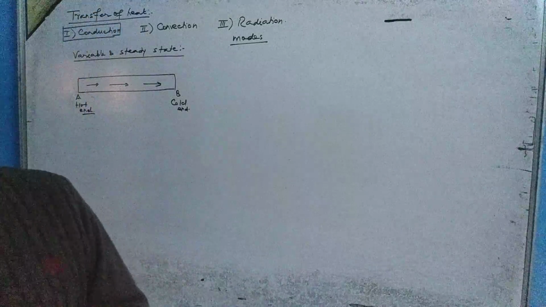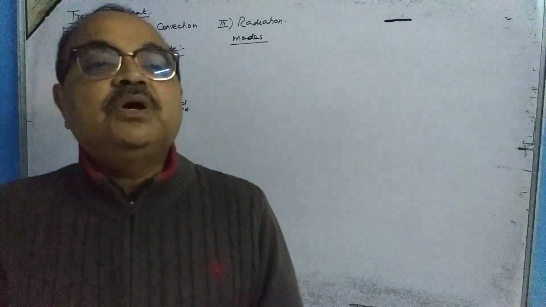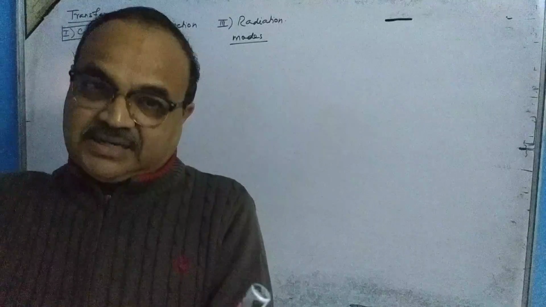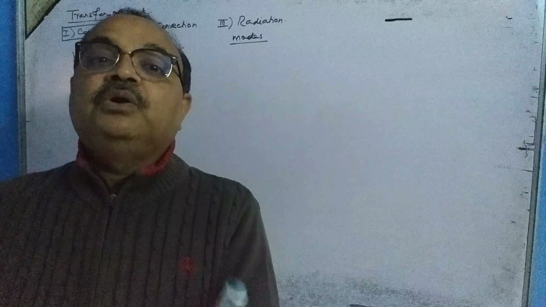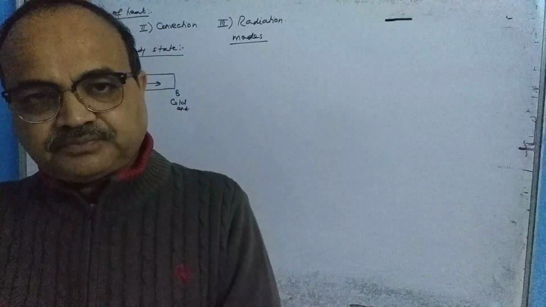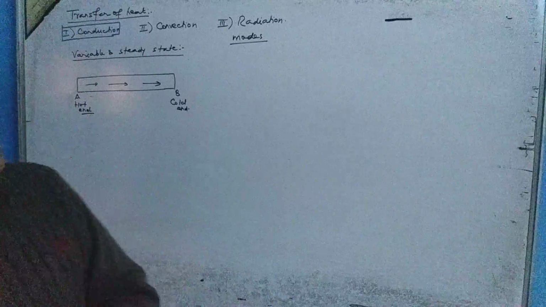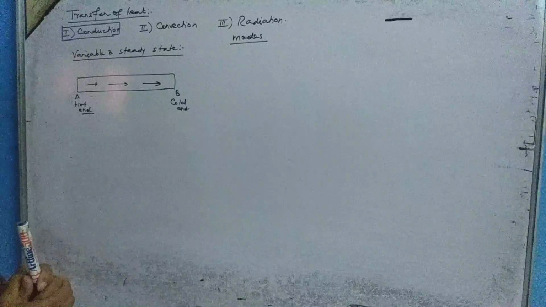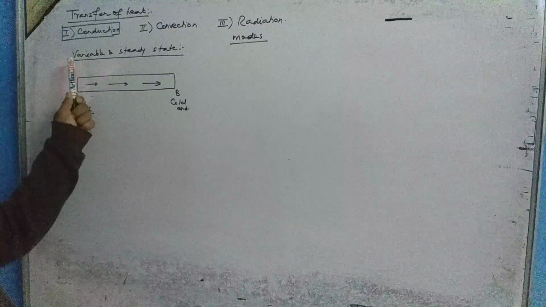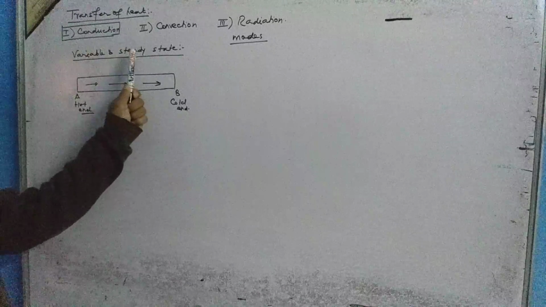So in conduction, the heat is transferred from one part of the body to another part of the body at the lower temperature without any bodily movement of molecules. Okay, now see, this is about the conduction process. Now I want to discuss, in a conduction process, the meaning of the variable state and the meaning of the steady state.